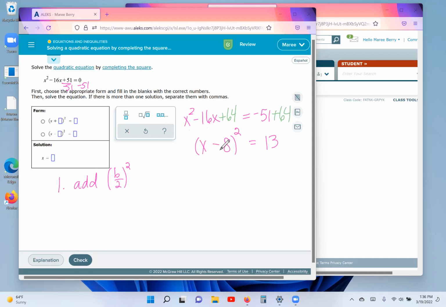Our very next step is to take the square root of both sides. When we take the square root of both sides, we have to do the plus and minus square root. So the square root of something squared is just equal to what was squared under the square root. So x minus 8 equals plus or minus square root of 13. And then we're going to add 8 to both sides. And we get x equals 8 plus or minus square root of 13.